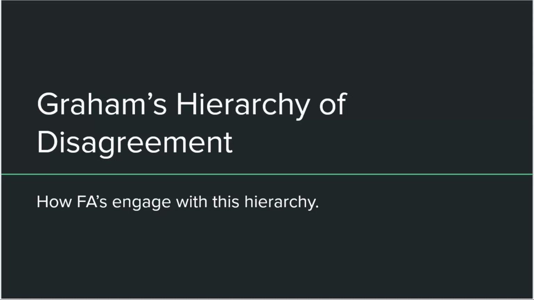I will say this one is unfortunately not the best example, because I wanted to start at the bottom of the pyramid, and there's not a huge amount of examples for this, but we'll get into that. So for today, we are starting off a series that I'm hoping to do semi-regularly, maybe once a month, once every 2 months, once a season, something along that line. It's on Graham's hierarchy of disagreement and how FAs engage in this hierarchy.